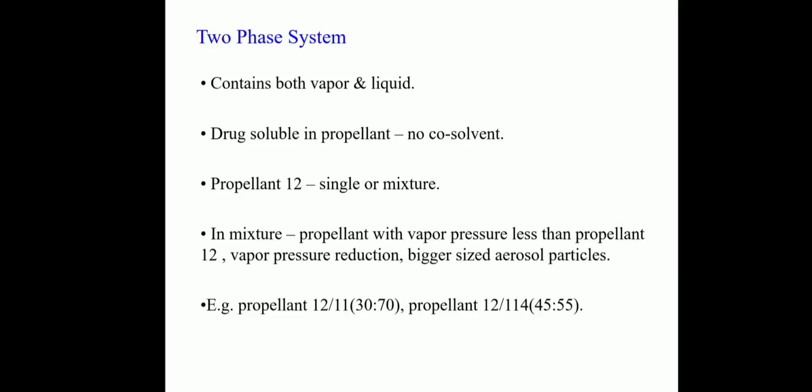Two-phase system. It contains both vapor and liquid. The drug is soluble in propellant, hence a co-solvent is not used in it. Propellant is used as a single or mixture form. In a mixture, a propellant with vapor pressure less than the other is used for vapor pressure reduction, giving a bigger size aerosol particle. Some examples of propellants used are propellant 12/11 and propellant 12/114.